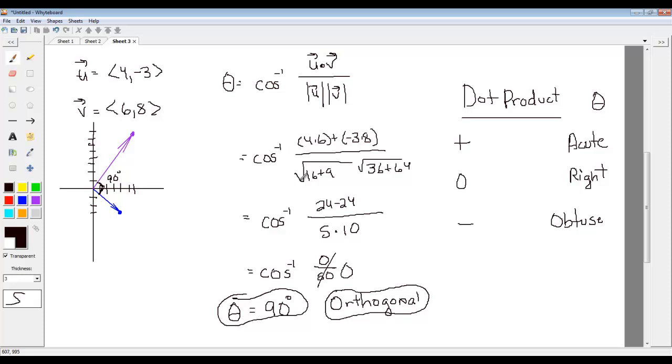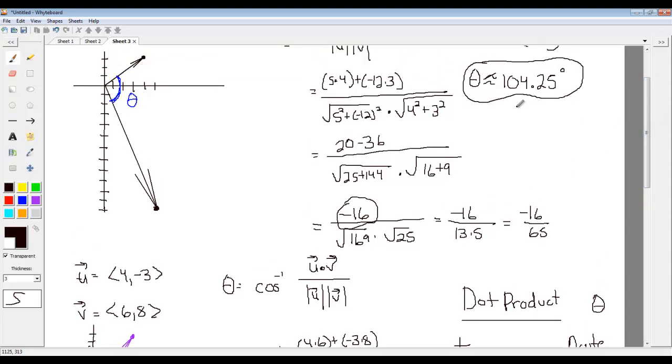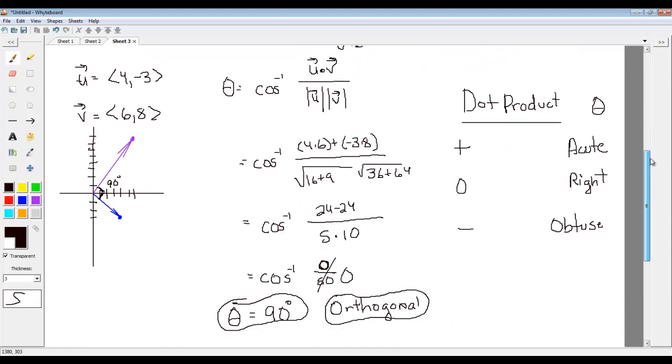Right here, our dot product was 0 up top. We had a 90-degree theta, right angle. Up on this one, the dot product up top was negative, and we ended up with a 104.25 degree angle, which is obtuse. Negative dot product ended up with an obtuse angle. 0 dot product ended up with a right angle. And if your dot product happens to be positive, then you know you're going to have an acute angle, greater than or equal to 0, less than 90. So just a little something about that.